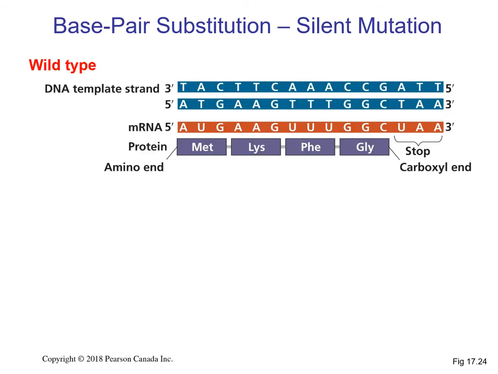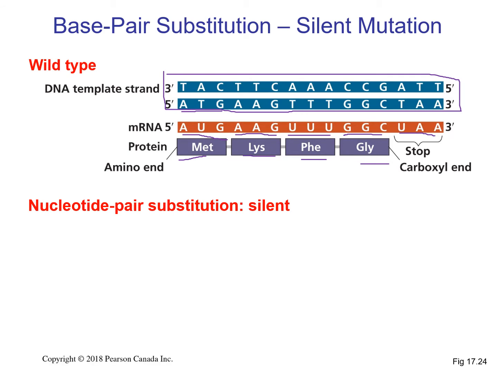So first of all, let's talk about a silent mutation. Here's a little stretch of DNA. You can see the DNA right here, and they've taken it and done the transcription. So our ATG is there, the start codon. Now we have AUG, AAG, UUU, GGC, and UAA. They've translated it, and we have methionine, lysine, phenylalanine, and glycine.